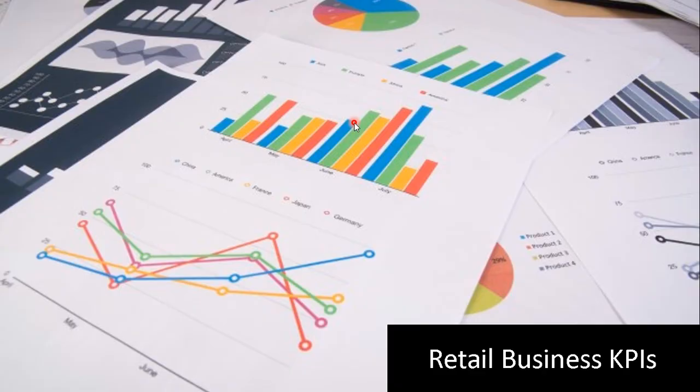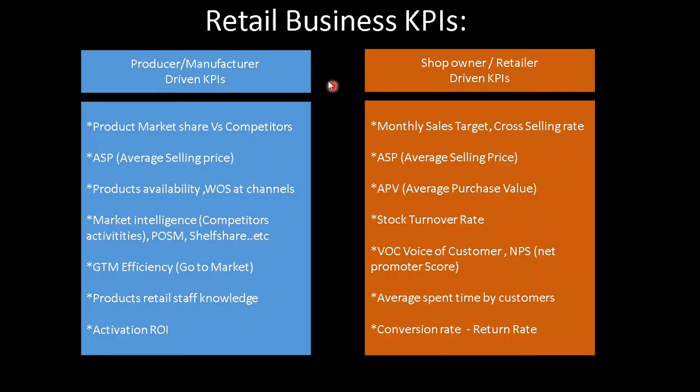Let's have a look at some of the retail business key performance indicators. The retail business key performance indicators are the elements that will be captured by retail departments to help the business grow. So if you are a producer or a manufacturer, these are the elements that will be captured by your retail department. The product market share versus the competitors.